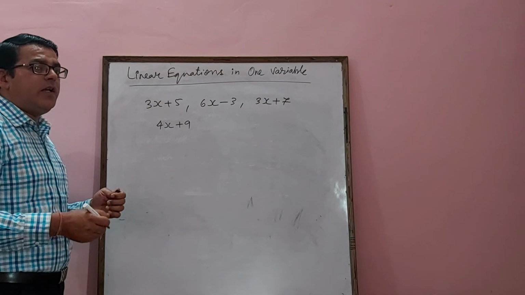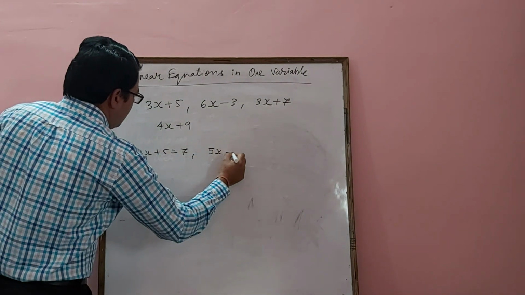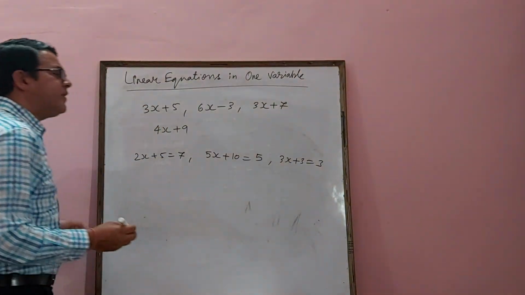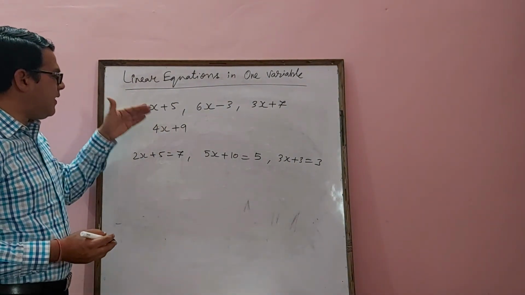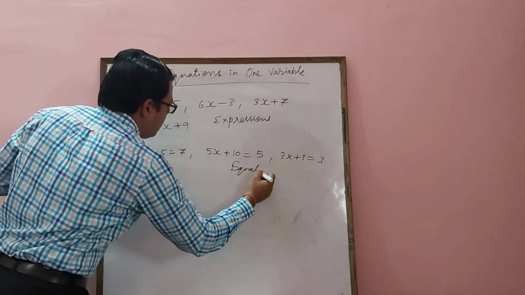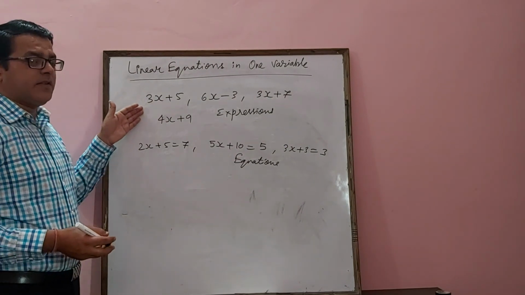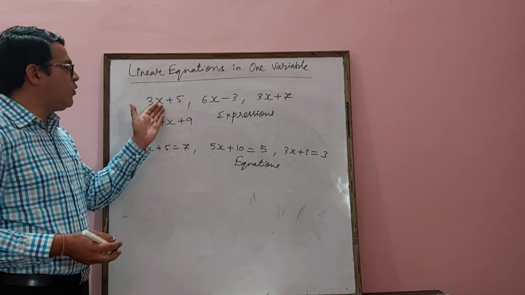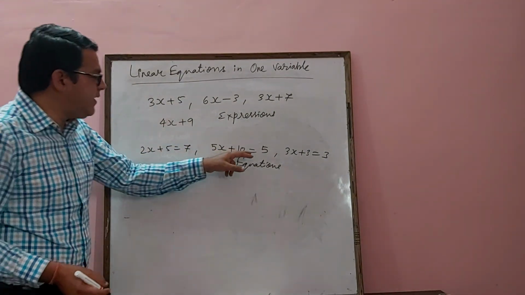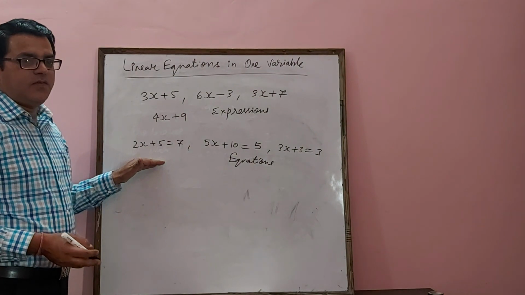Now, here we are talking about linear equations. These are the examples of equations. You can see there is a difference between expressions and equations. These are expressions, and these are equations. The difference is that in these expressions the equality symbol is missing. There is no equality symbol, that's why these are called expressions. And here we have the equality symbol in every case, that's why it is called an equation. Hope you understand.